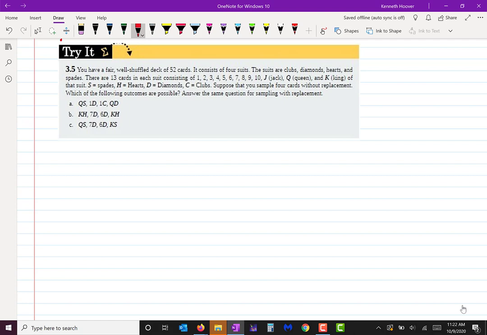Okay, what about B? Look at that one. First you draw the King of Hearts, then the Seven of Diamonds, then the Six of Diamonds, and then the King of Hearts again. Would that be possible without replacement? No, it wouldn't, because I couldn't draw the King of Hearts a second time if I did not replace it after drawing it the first time. Okay, and then you can look at C. I'll leave C up to you.